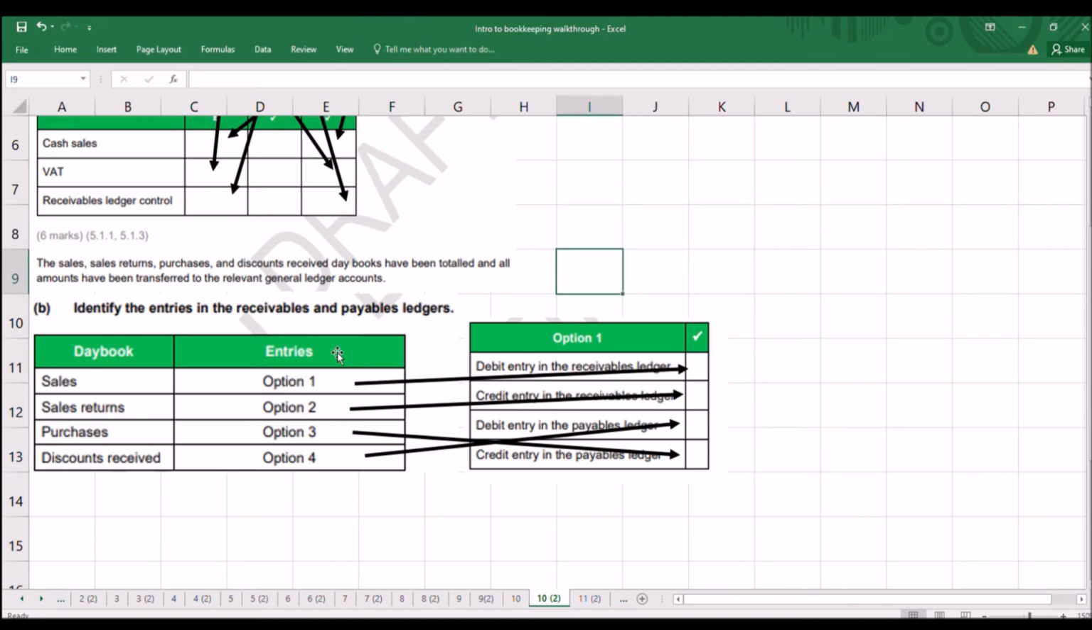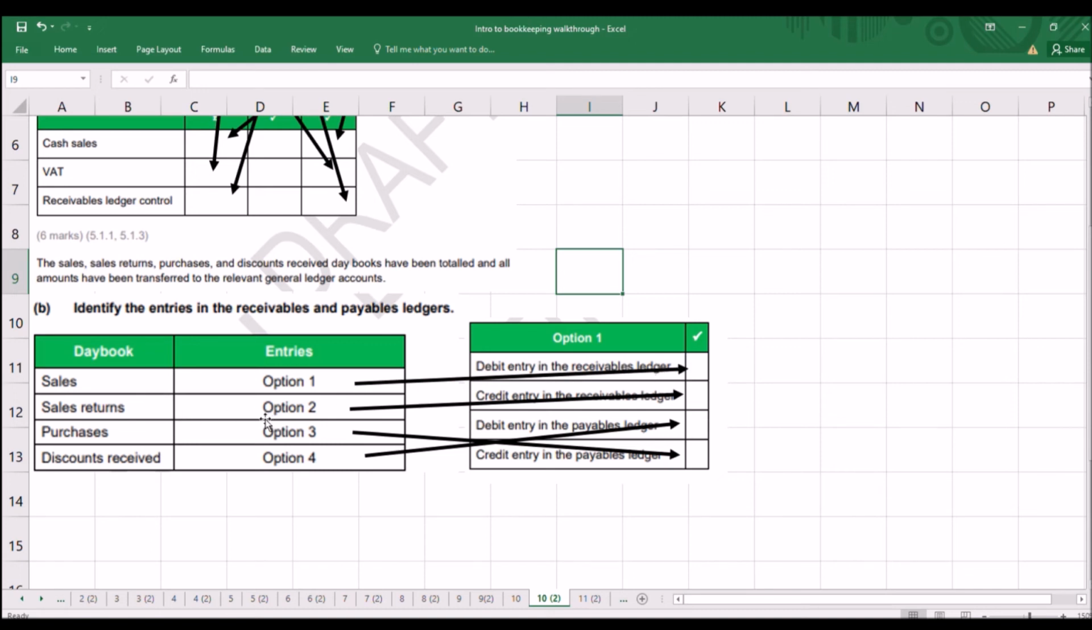Okay, so sales is going to be debit, because we're going to increase. So when it comes to the sales, in the sales day book, we've gone credit sales, debit the sales ledger control account, or debit the trade receivables control account, whatever we want to call it. And so we're also going to be debiting the sales ledger, or the receivables ledger. So we're going to debit in the receivables ledger, also the same name as the sales ledger.